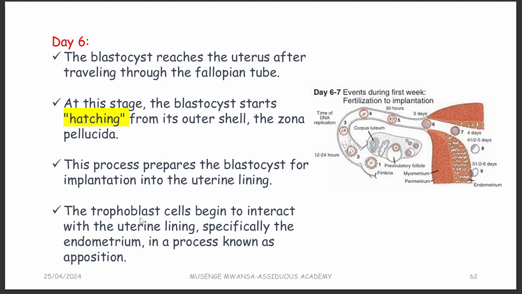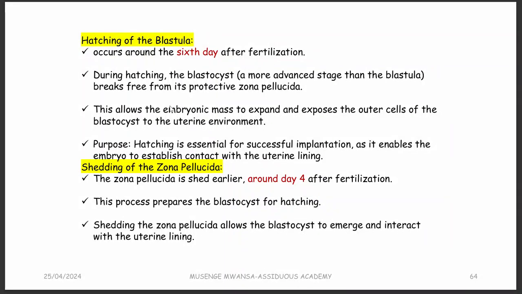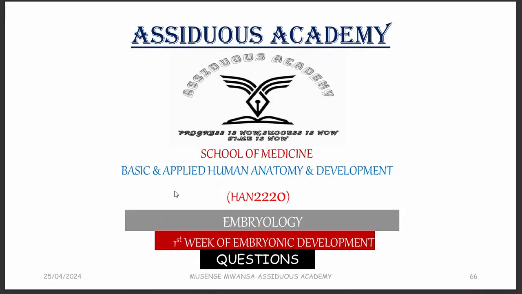The trophoblast cells begin to interact with the uterine lining, specifically the endometrium, not the other linings. And that is known as apposition. And then on day seven, implantation really has occurred. The blastocyst adheres to the endometrial lining. Okay, so we've already differentiated hatching and shedding. So basically, that is it. That is about the first week of development.